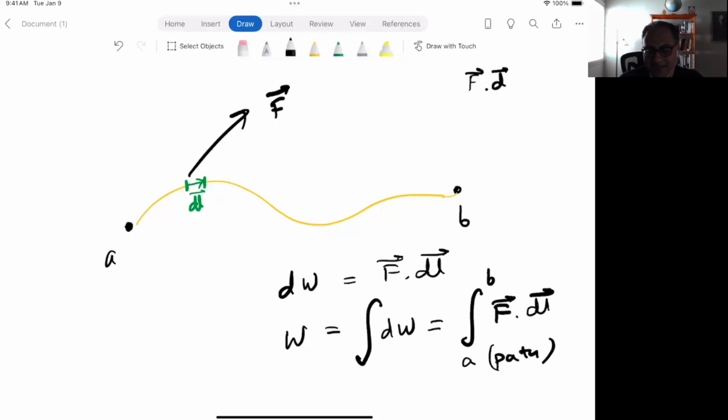In physics 1, I didn't really go over how to do these line integrals. We just went over the concept, and that's also what we need in physics 2. So this is the general definition of work. It's the line integral. That clear to all of you? All right.